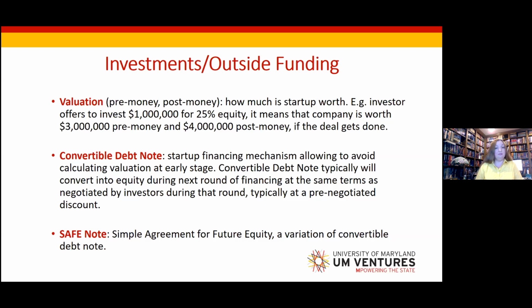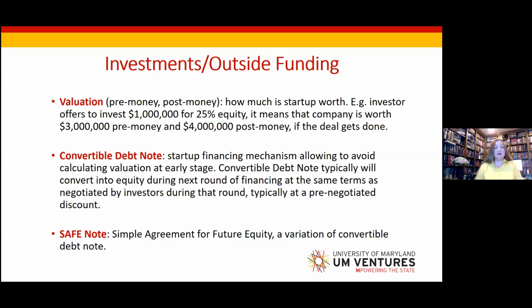Convertible debt note is a very popular startup financing mechanism for very early stage startups because it allows you to avoid calculating valuation at a very early stage when it would be really difficult to do so. A convertible debt note typically will convert into equity during the next round of financing, either at the same terms as negotiated by investors during that round, and typically there's a pre-negotiated discount.